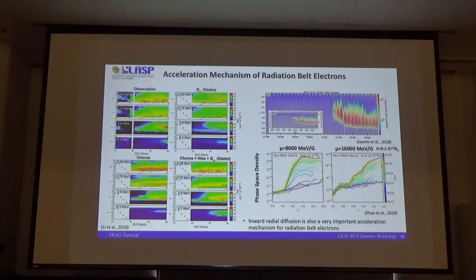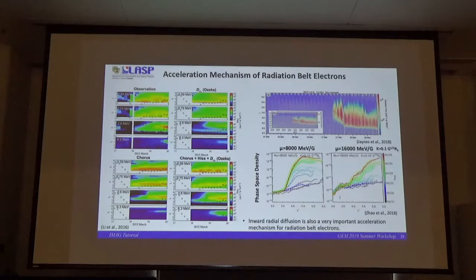Jaynes et al. in 2018 also studied a specific event focusing on the fast inward radial diffusion of multi-MeV electrons. So here the flux plot is for 6.3 MeV electrons. You can see very clear fast inward radial diffusion processes occur during this time, suggesting that inward radial diffusion could be a very important acceleration mechanism for multi-MeV electrons.